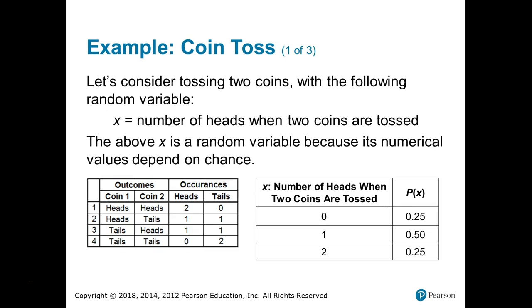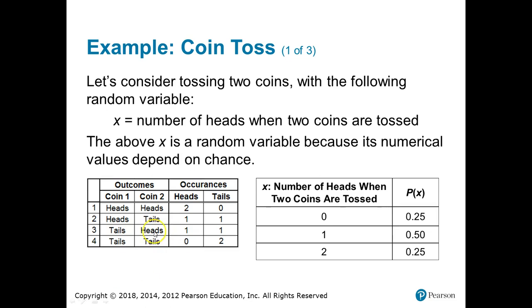So let's consider tossing 2 coins with the following random variable. We say x is the number of heads that occur when 2 coins are tossed. So the above x is a random variable because its numerical values depend on chance. So what are the possible outcomes that we get when we flip 2 coins?